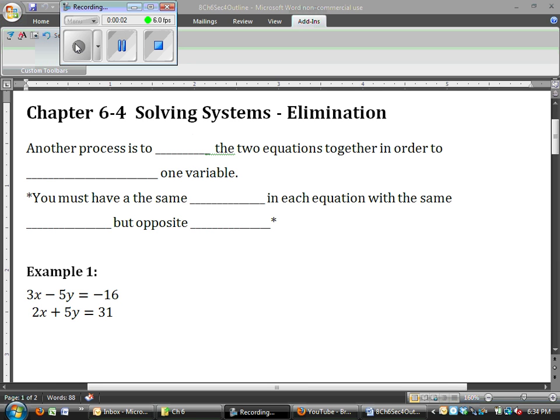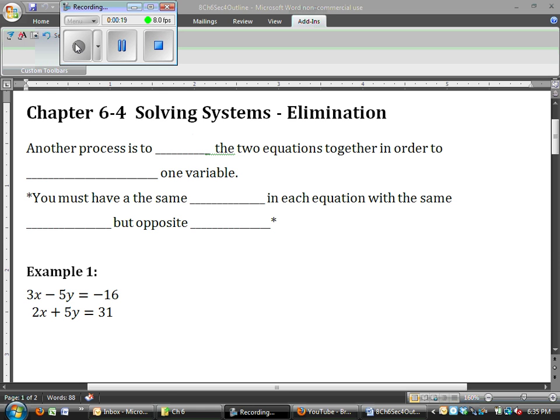All right, here we go again in section 4 now, solving systems using elimination. This is the last method that we have to solve a system of equations. In the next section, we're going to talk about systems of inequalities. But let's get into elimination.